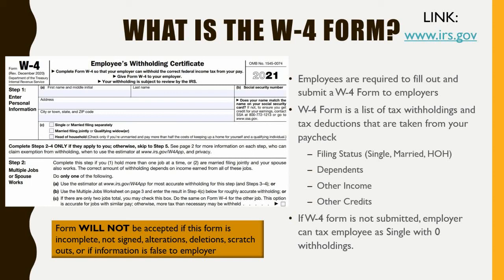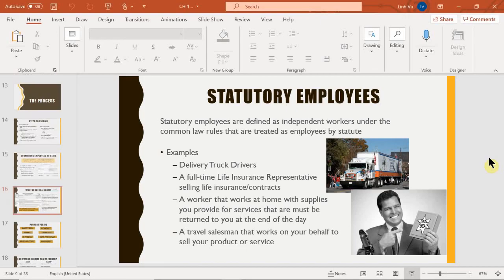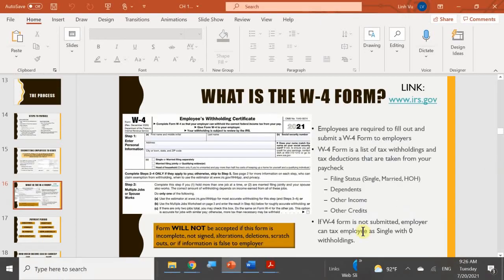This W-4 form is important for the employee to submit to you, because if you don't submit it to your employer, it will automatically be assumed that you take no withholdings, that you're taxed at the highest bracket, and that you're taxed as a single individual. This form tells them how you want your income to be withheld. So let's go ahead and take a look at this new W-4 form.